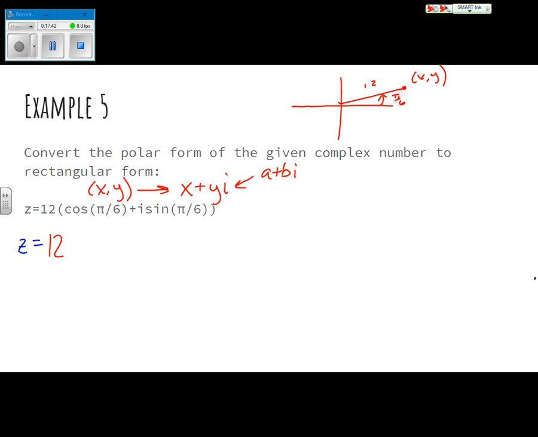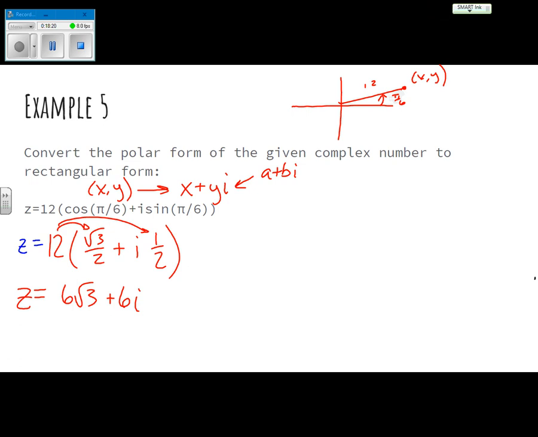If I was to take cosine of pi over 6, well, I just did that. I got square root of 3 over 2 plus i. If I was to take sine of pi over 6, that gives me 1/2. Man, those pop quizzes that we got in the third quarter, that information is not going away. And so if I distribute this 12 through now, I get, let's see, 12 divided by 2 is 6 square root of 3 plus 6i. I like going polar to rectangular a lot better than going from rectangular to polar. I assure you, you'll see it both ways.